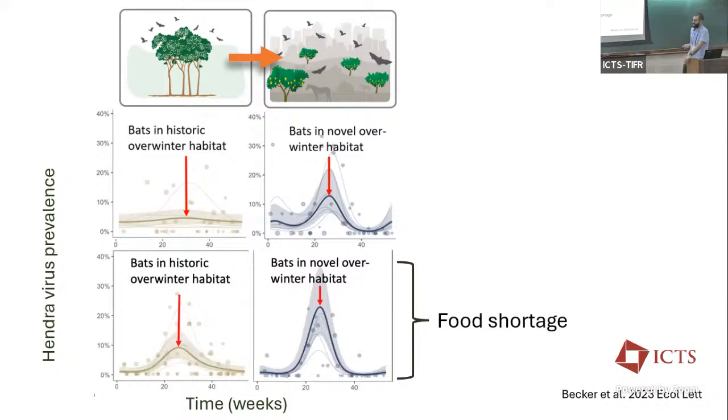And then when you add on to that these periods where there's a food shortage, so there's been a collapse of the nectar resources, the bats have to adapt and find some other things. It causes an increase in the shedding in both environments. Even in overwintering habitat, you'll see an increase in those years where there's a food shortage. But the magnitude of that increase is much larger in these habitats that are degraded.